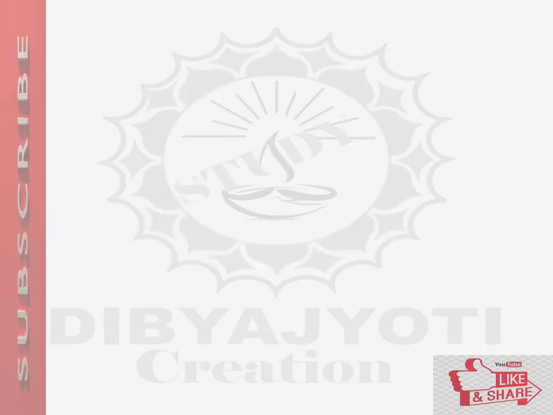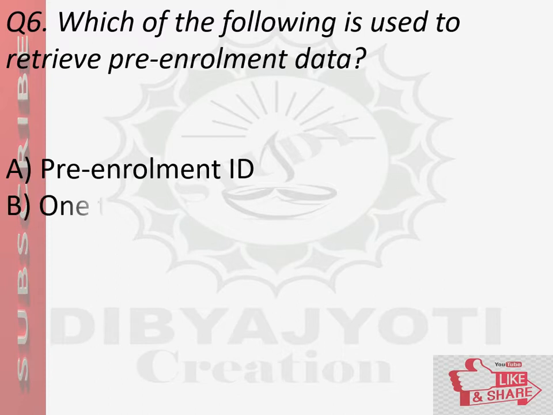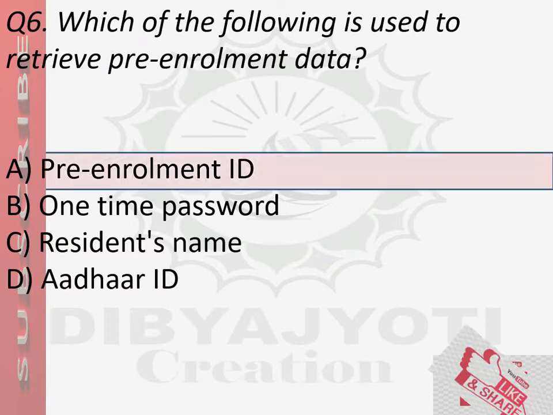Then question number 6. Which of the following is used to retrieve pre-enrollment data? Options are: option A, pre-enrollment ID; option B, one-time password; option C, resident's name; option D, Aadhar ID. And the answer is option A, pre-enrollment ID.